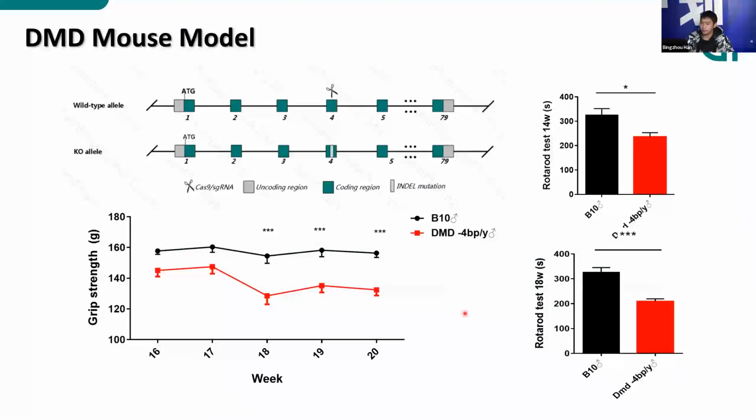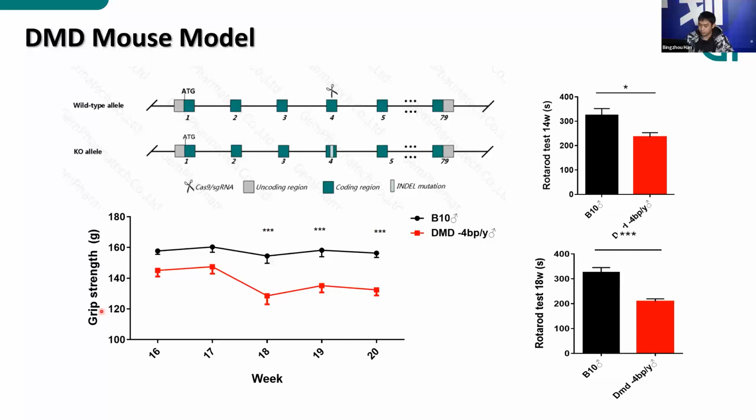So in our facility, we generated this DMD mouse model by introducing an indel frame shift mutation at the 4th exon of the DMD gene in mice. This frame shift mutation results in a truncation of the gene product, which is the dystrophin in mice. After we obtained the homozygous mice, we did a lot of phenotypic analysis. Now I will show just some of the data.